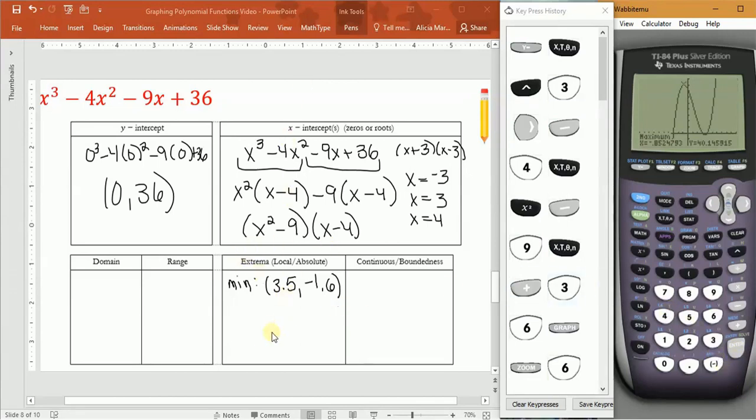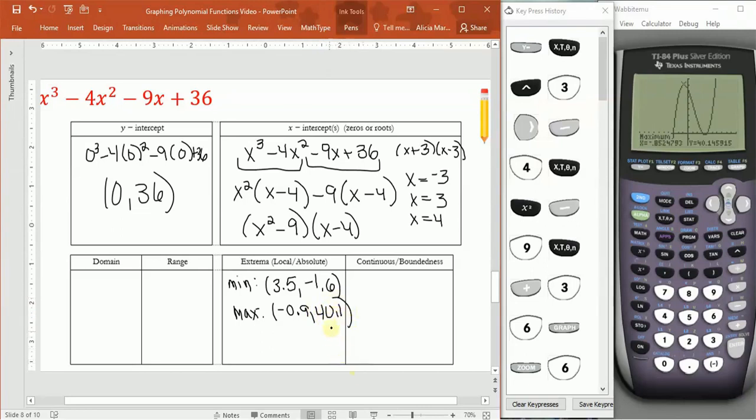So I know my maximum is at -0.9 roughly, comma 40.1 roughly. There we go. And those are both my locals, right? Because I know my absolutes would be, my absolute minimum would be -infinity, and my absolute maximum would be infinity. If you know that, remember that.